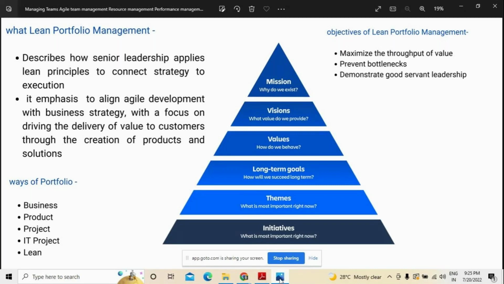When you talk about lean portfolio management, the diagram shows there are 6 dimensions in lean portfolio management. These 6 dimensions are essentially important when we want to implement it successfully in our business. The first is mission, second vision, you know it, third values, 4 long-term goals, 5 themes followed by initiatives. So these are the 6 dimensions which we need to understand in reference to lean portfolio management.